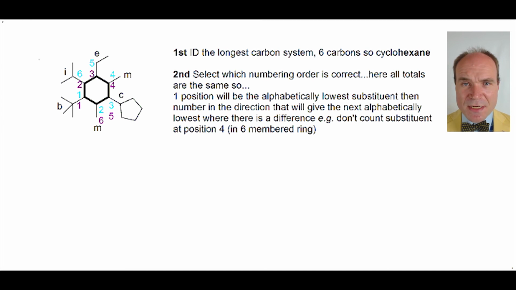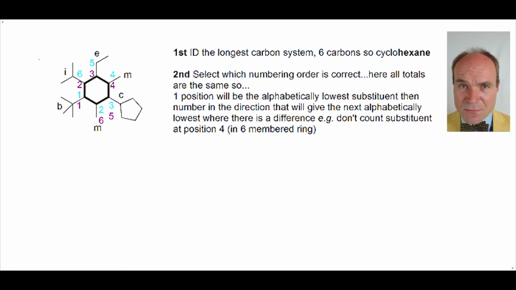Now we've got to choose. We can either number clockwise or we can number anticlockwise. Where you have an even number of carbons in your ring, the carbon opposite to carbon 1 is always going to be the same. In this case, it's carbon 4. So we don't really worry too much about that carbon.